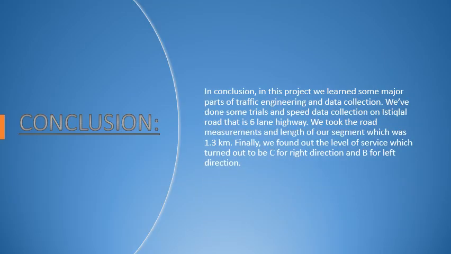In conclusion, in this project we learned some major parts of traffic engineering and data collection. We did some trials and speed data collection on Istiqlal Road, which is a 6-lane highway. We took the road measurements and the length of our segment, which was 1.3 kilometers. Finally, we found out the level of service, which turned out to be C for the right direction and B for the left direction.